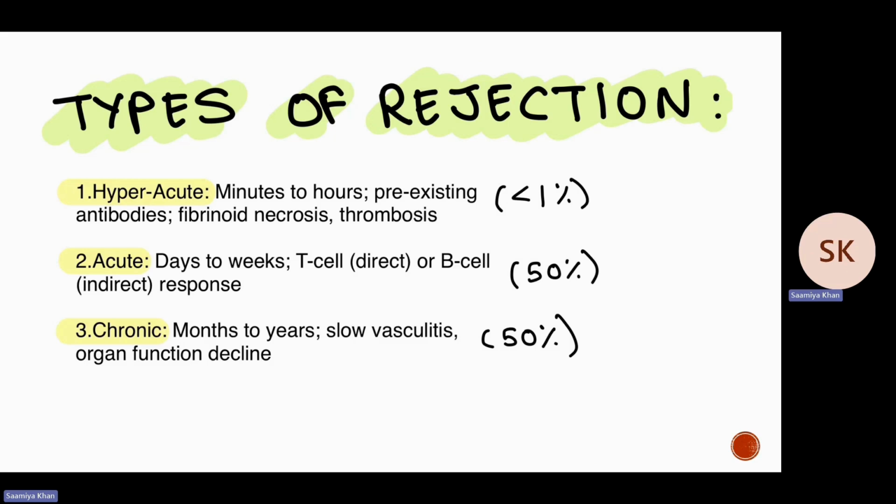The last is chronic rejection, which is going to develop over months to years, and this will be damaging the graft slowly, especially the vessels of the graft. This can lead to vasculitis and gradual decline in organ function.